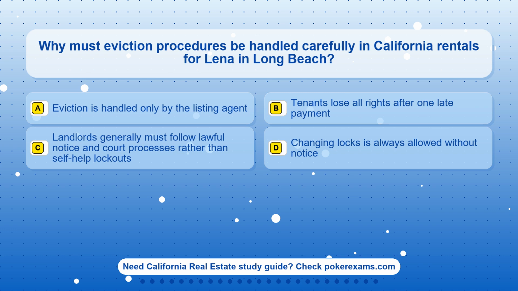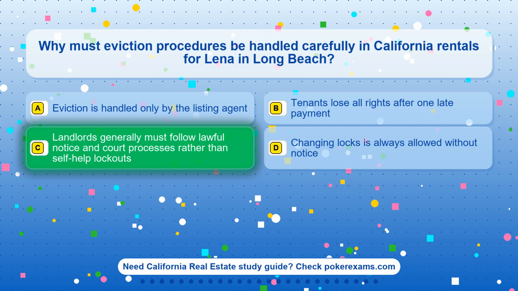Question 22. Why must eviction procedures be handled carefully in California rentals for Lena in Long Beach? Option A. Eviction is handled only by the listing agent. Option B. Tenants lose all rights after one late payment. Option C. Landlords generally must follow lawful notice and court processes rather than self-help lockouts. Option D. Changing locks is always allowed without notice.